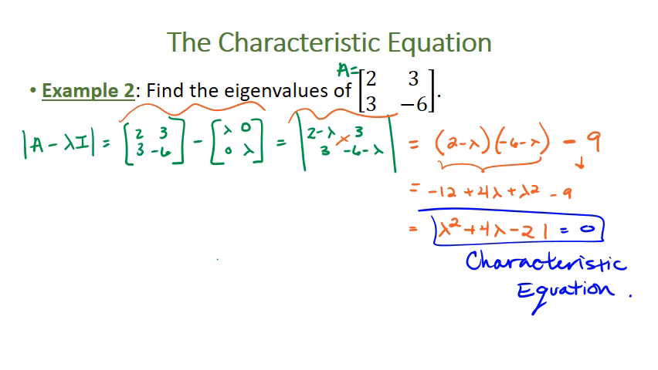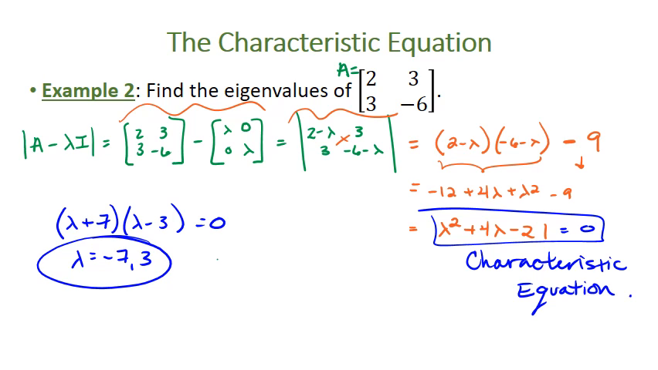It doesn't matter as long as you find those roots. So this polynomial can be factored. In fact, it factors to lambda plus 7 times lambda minus 3. This is equal to 0. So we find that lambda is equal to -7 and 3. So if the determinant of this is equal to 0, then lambda is equal to -7 and 3. So these are my eigenvalues.